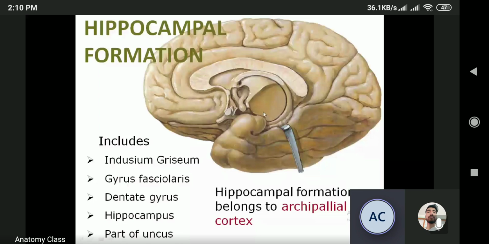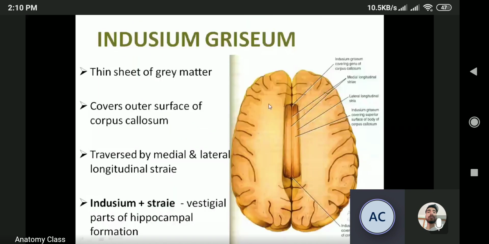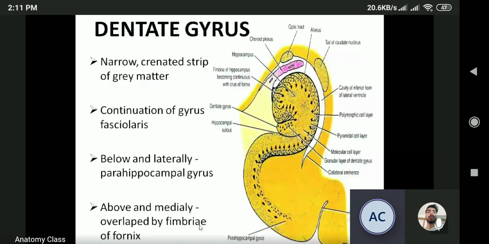Okay. Now, to know some detail about the indusium griseum: it is actually a thin sheet of gray matter that covers the superior surface of the corpus callosum, and it is traversed by a pair of medial and lateral longitudinal striae. These are white fibers. But remember, the indusium griseum, along with the medial and lateral longitudinal striae, act as a vestigial part of the hippocampal formation, so it has no significant function there. The prominent part of the hippocampal formation is the dentate gyrus and the hippocampus itself.